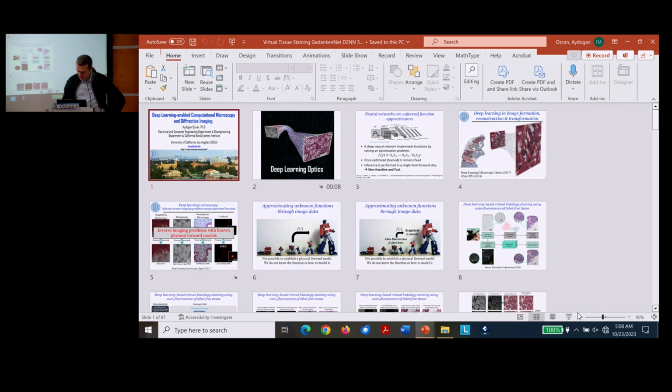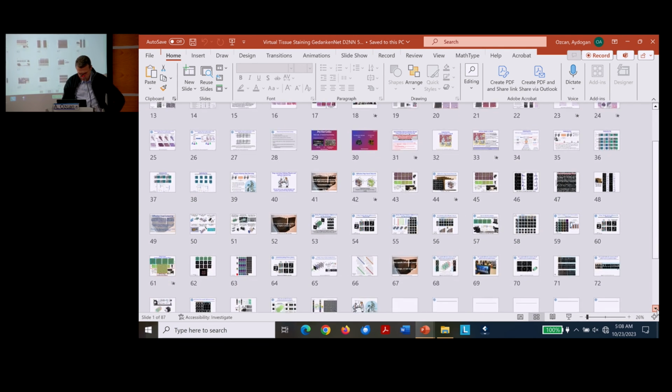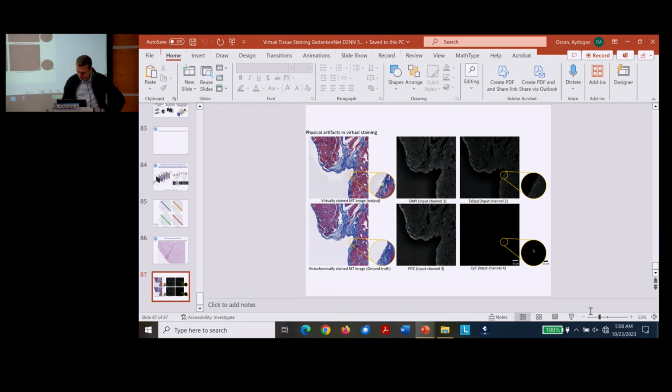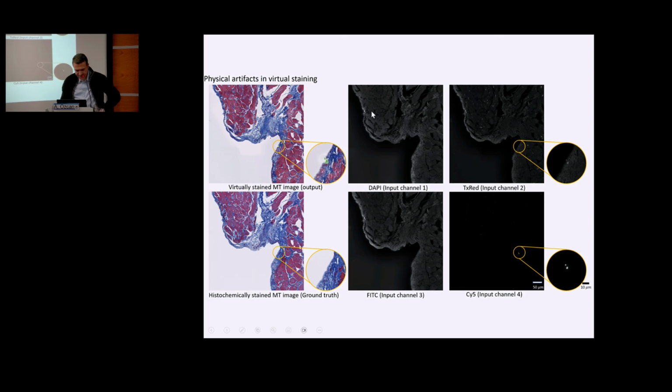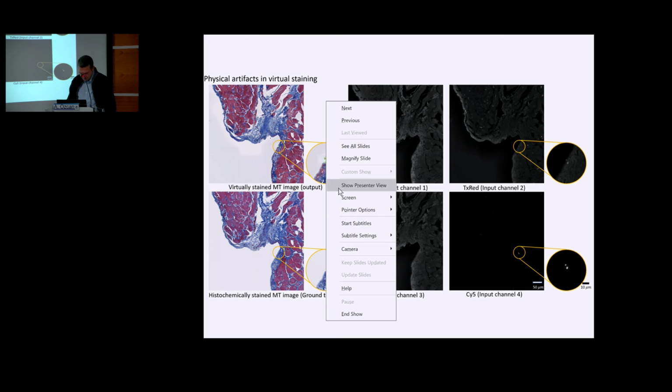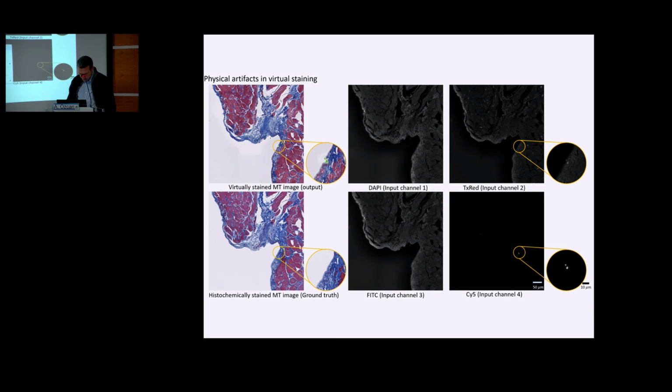So, image quality is very important. For example, this is an artifact. This is Masson's trichrome that's virtually stained, and somehow we got this green thing going on there. In Masson's trichrome, there's no green, and we were getting green. At the heart of it is basically a dust particle that landed on the tissue that was autofluorescing, that was giving you a hallucination here.